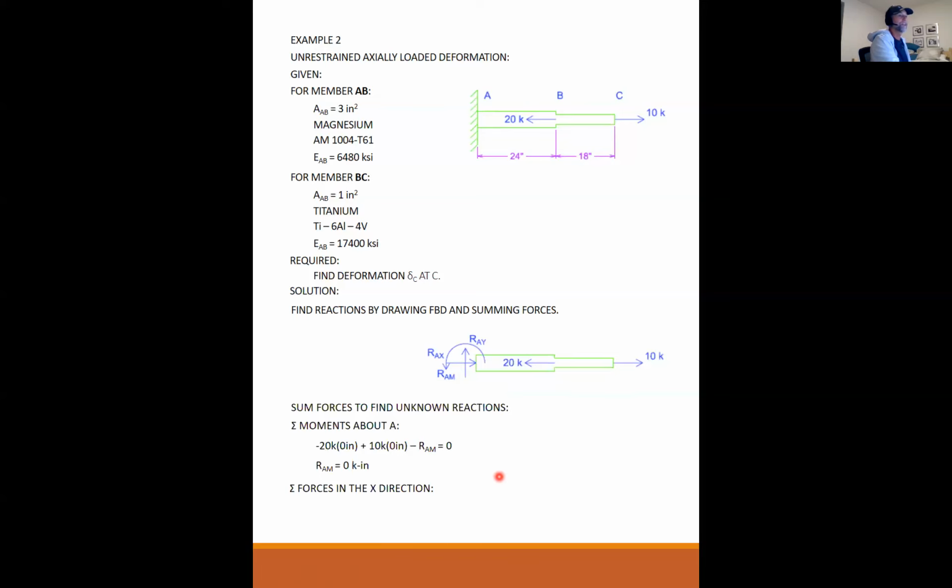Sum the forces in the x direction. This one is not trivial. I have drawn RAX in the right-hand direction, so I got that positive, minus 20 plus 10 equals 0. So RAX equals 10 kips to the right. Remember, reactions are always designated by arrows. Internal loading or internal forces are designated by positive or negative, not by arrows. Sum the forces in the y, that's trivial. There are none. RAY is equal to 0.